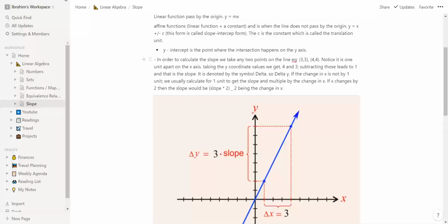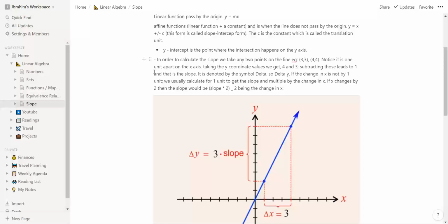Taking the y-coordinate values, we get 4 and 3. Subtracting those leads to 1, and that is the slope. It's denoted by the symbol delta y, if the change in x is not by 1 unit. We usually calculate for 1 unit to get the slope and multiply by the change in x. If x changes by 2, then the slope would be slope times 2.